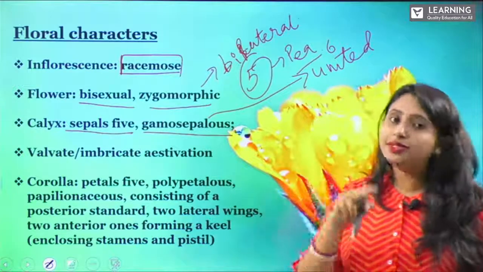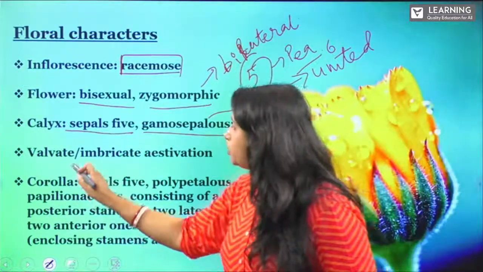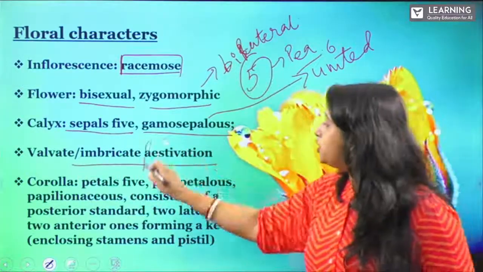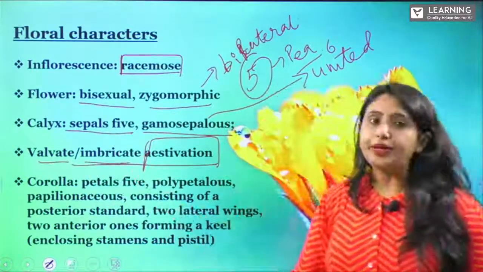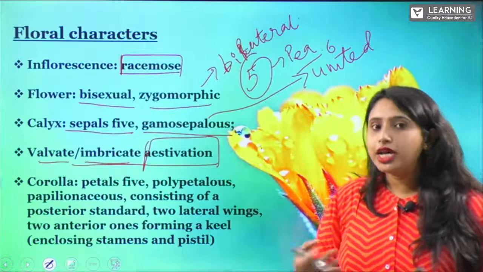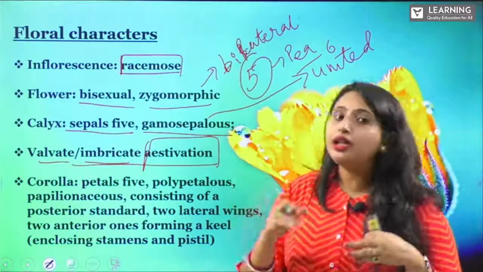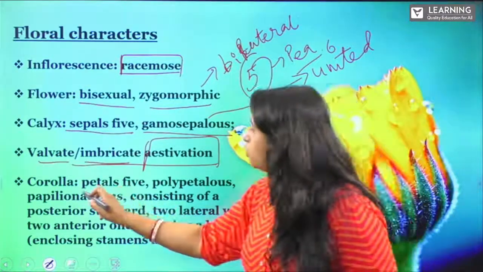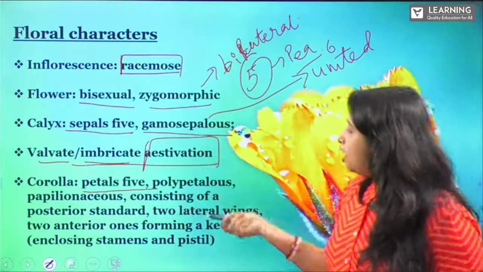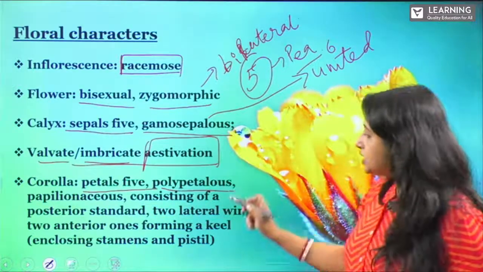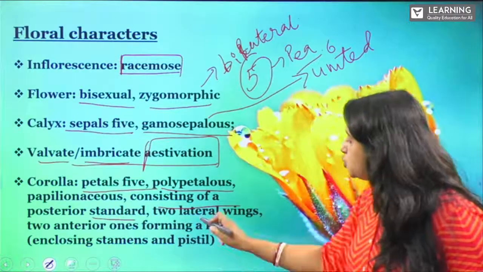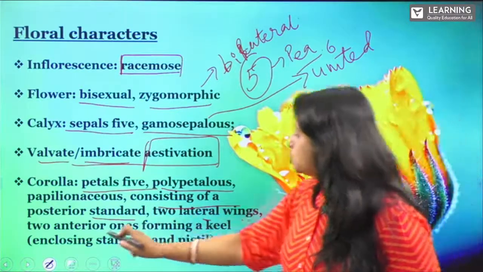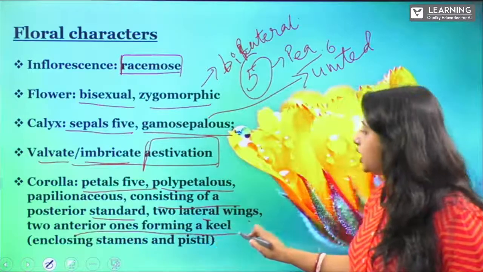Gamo means the sepals are united, and as for the aestivation, it is valvate or imbricate. What is this aestivation? It is how the sepals and petals are arranged. And corolla, they have got 5 petals and are polypetalous, consisting of a superior standard, 2 lateral wings and 2 anterior ones forming a keel.